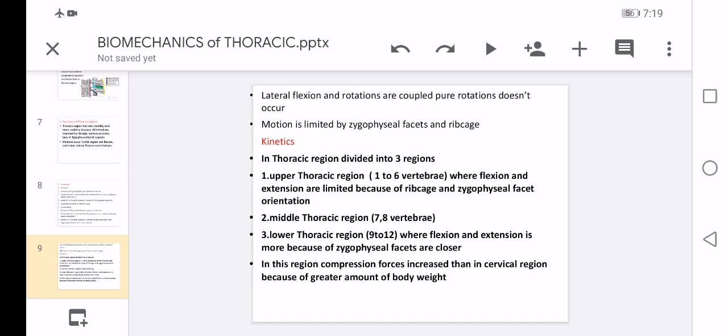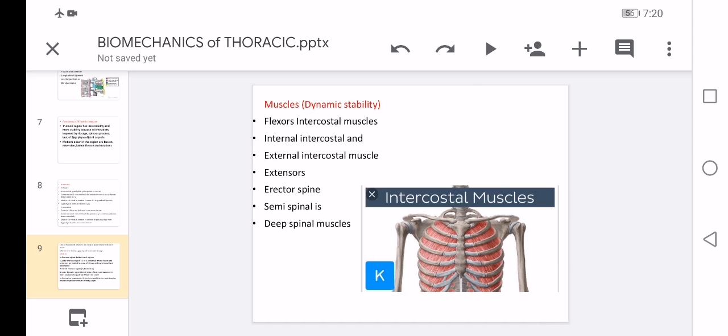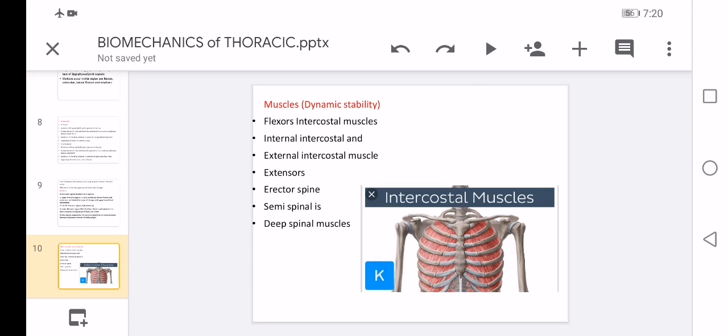In this region, compression forces also increase compared with the cervical region because it bears a greater amount of body weight. This is a point to be remembered in kinetics. Next are the muscles, which provide dynamic stability through their motion. The flexors are the internal and external intercostal muscles, and the extensors are the erector spinae, semispinalis, and deep spinal muscles.